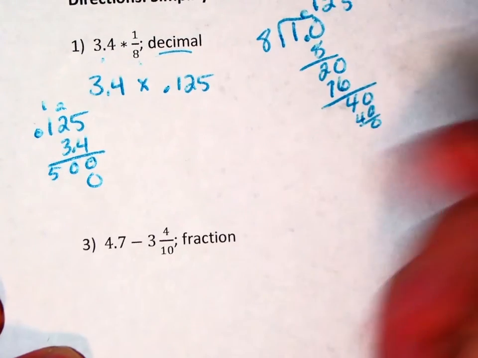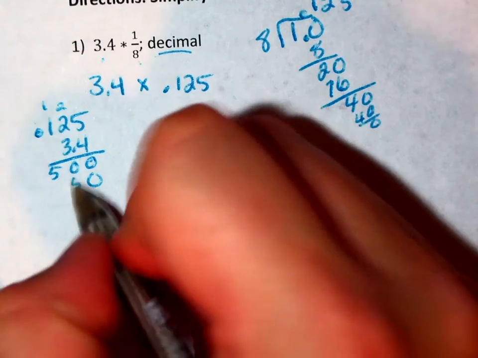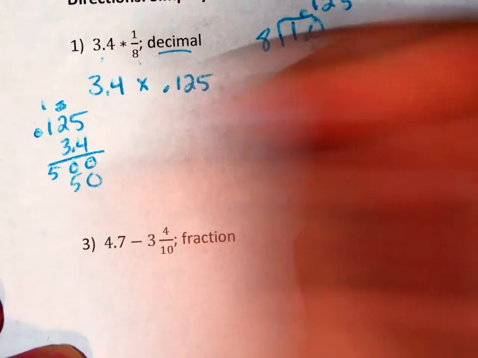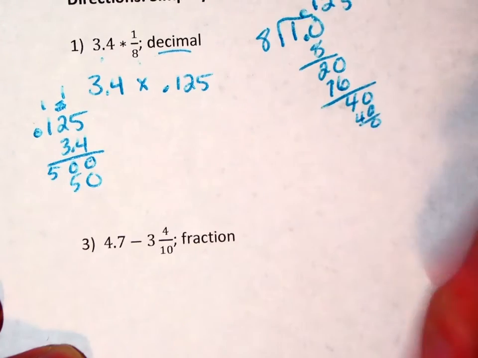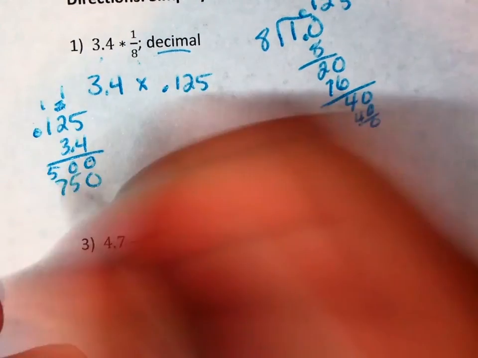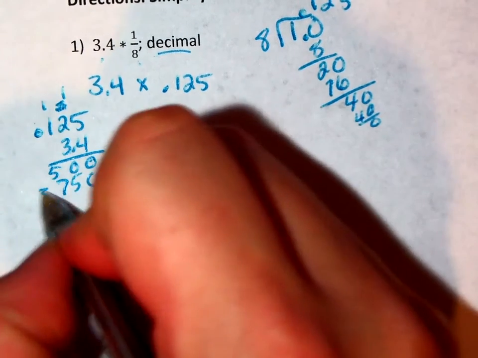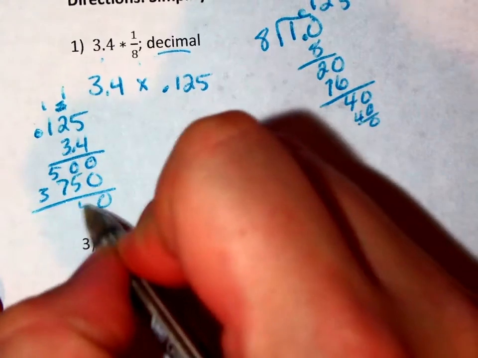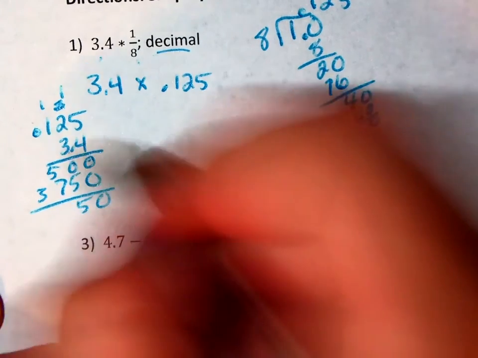Bring down my 0 for my second row. 3 times 5 is 15. Be careful not to get my numbers mixed up, so I'm going to scratch that 1 out and put a 1 up here. 3 times 2 is 6, plus 1 is 7. And 3 times 1 is 3. So that'll give me 0. 5 and 0 is 5. 7 and 5 is 12.